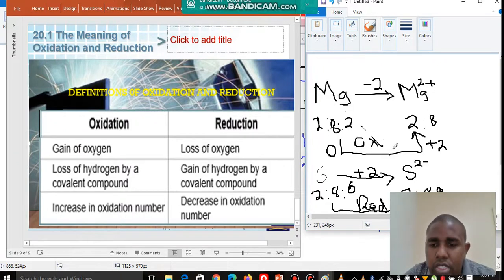So because magnesium has increased its oxidation state from 0 to +2, then we say magnesium has been oxidized, while sulfur has gained 2 electrons. Now we say sulfur has decreased its oxidation state from 0, which is the oxidation state of an element, a compound, a molecule, to -2, and that is termed as reduction. Now on the second definition, we see that oxidation can be defined as a loss of hydrogen from a covalent compound, or reduction can be defined as the addition of hydrogen to a covalent compound. Now let's look at one of the examples before closing our lesson.